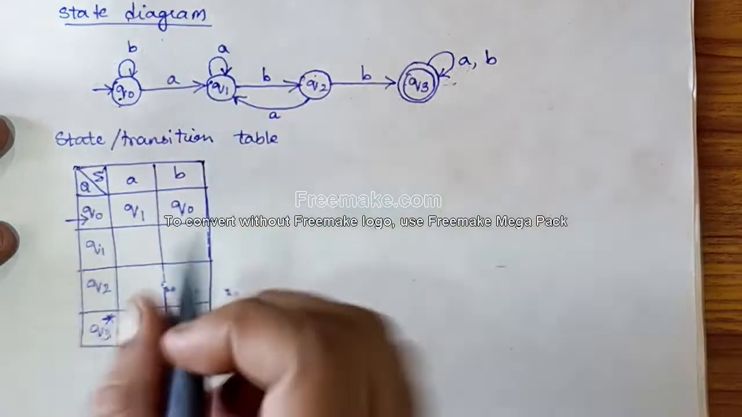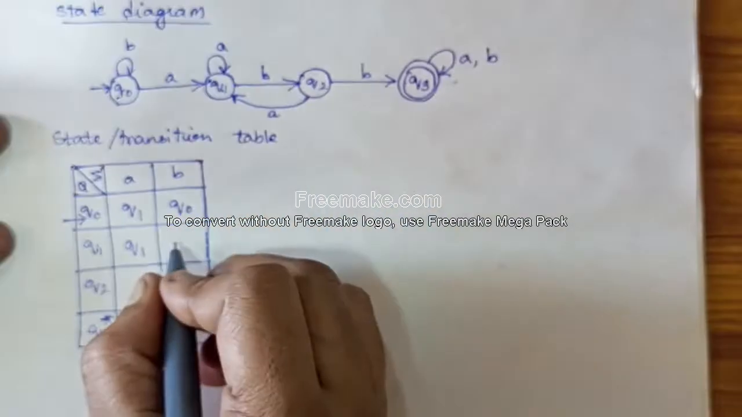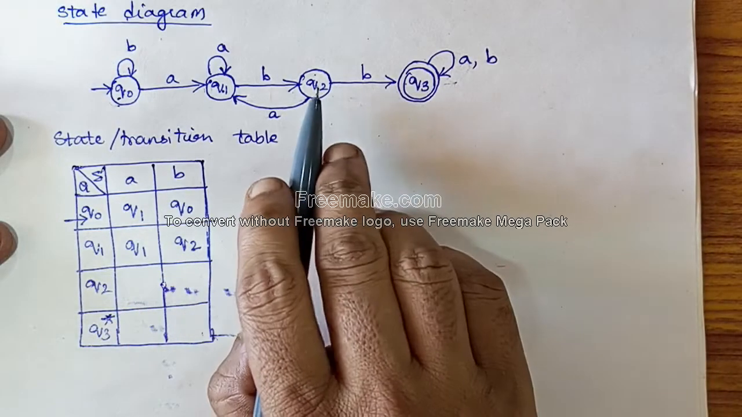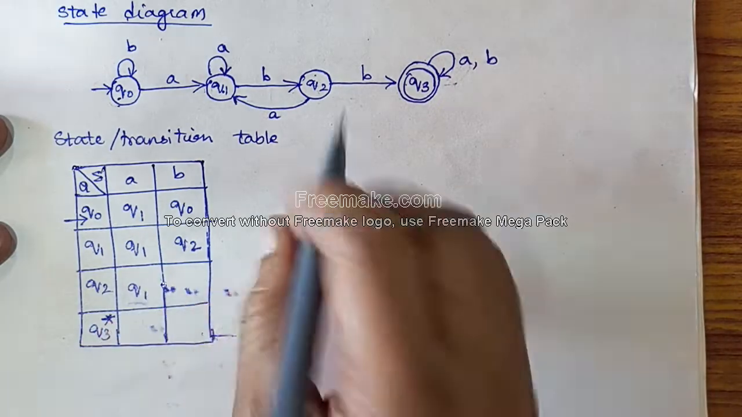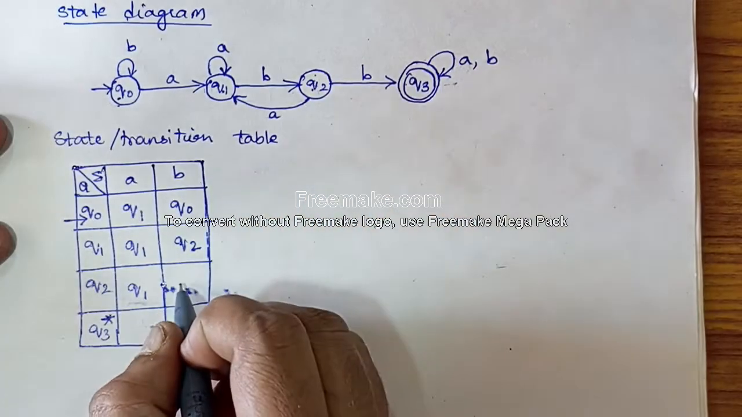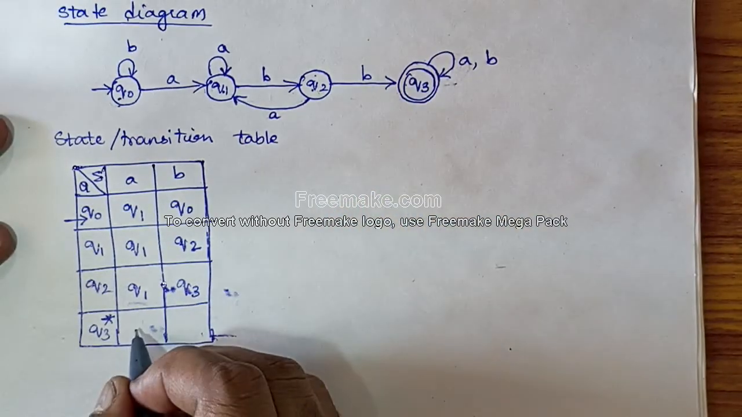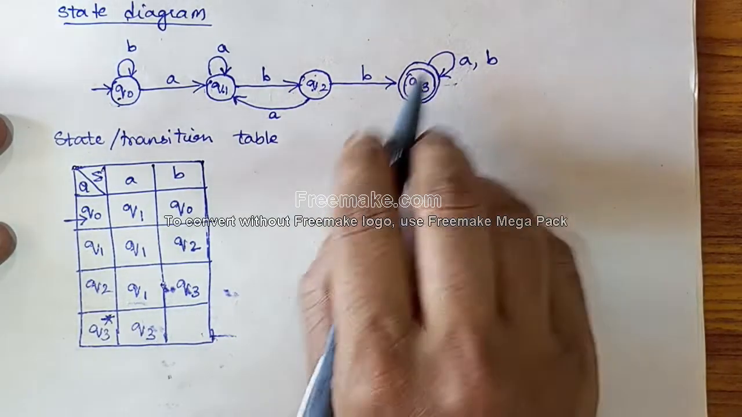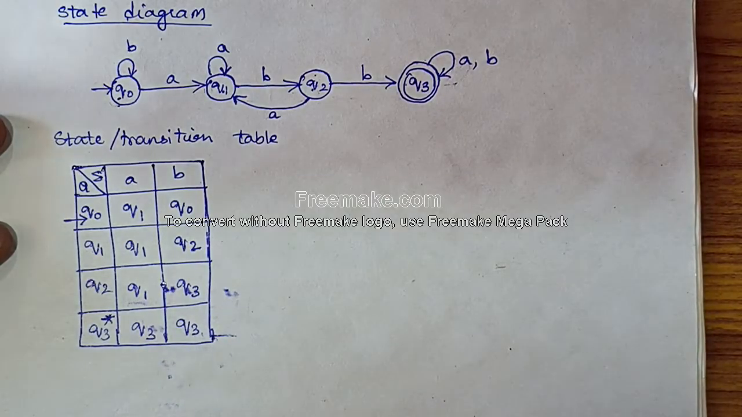Q1 on getting a A goes to Q1. Q1 on getting a B goes to Q2. Q2 on getting a A goes to Q1. Q2 on getting a B goes to Q3. Q3 on getting a A remains in Q3. Q3 on getting a B remains in Q3. Now my state table is complete.